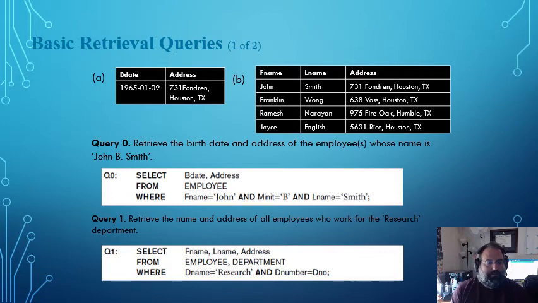So here are some basic retrieval queries. The first query is select birth date and address from employee where first name is John, middle initial is B, and last name is Smith. Or you might be doing a similar select below: first name, last name, address from employee and department where department name is research and department number is equal to a supplied number.